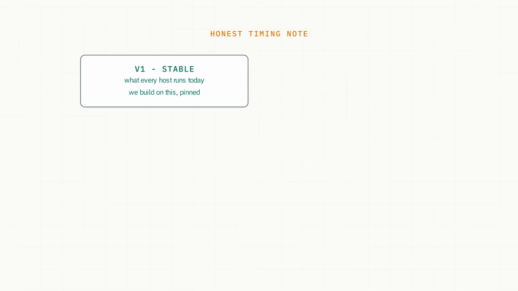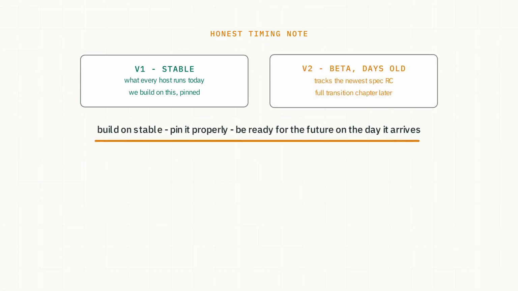One honest note on timing, in this series' tradition. The official Python SDK is mid-transition as I make this. Version 2 entered beta days ago, tracking the newest spec release candidate. Version 1 remains the stable line, and it's what every host you'll test against runs today. So we build on stable version 1, we pin it properly so nothing surprises us, and near the end, a full chapter walks the version 2 changes, so your server is ready for the future on the day it arrives. Current, honest, and dated. Let's set up.